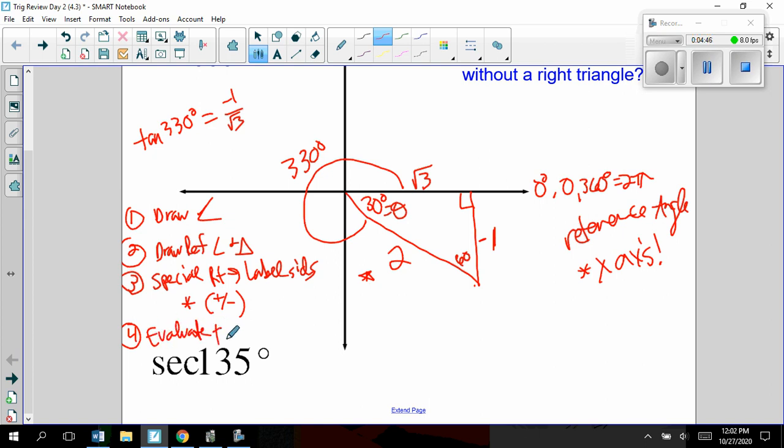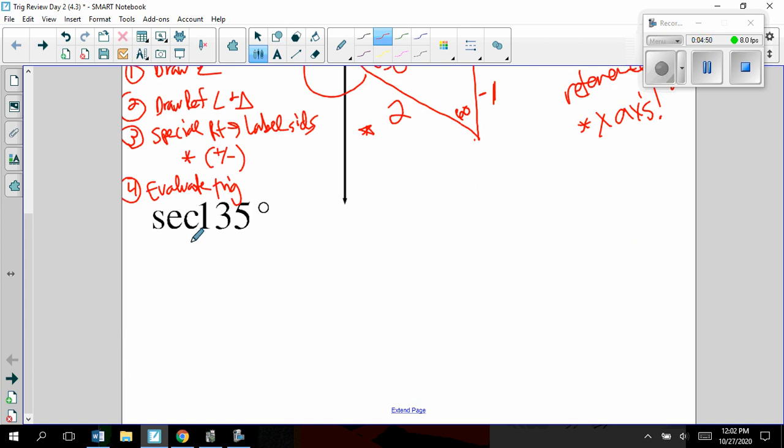So evaluate trig. All right, you can see I'm running into my next example here. So 135. I know this is 90, this is 180, so I have to be somewhere in here, opening 135 degrees. And then I ask, how short am I of 180? Well, I'm 45 degrees short, and I create that reference triangle. So there's step one, graph 135, sorry, that's an arrow.